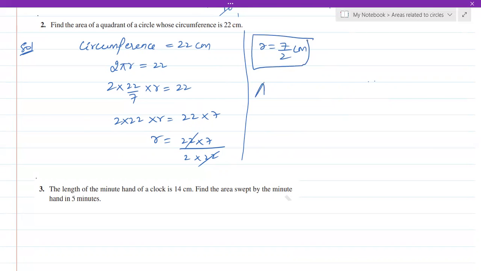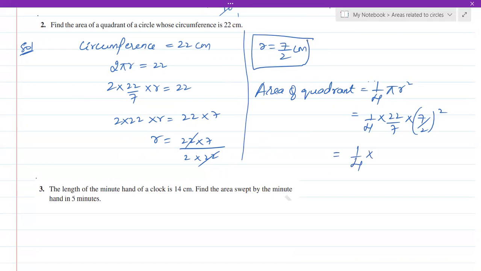Now let's find the area of the quadrant. We know that the area of a quadrant is 1 by 4 pi r square. So 1 by 4, the pi value is 22 by 7 and the r value is 7 by 2 whole square, isn't it? Since the square is there, we have squared it. So 1 by 4 into 22 by 7, into 7 by 2 the whole square, which can be written as 7 by 2 into 7 by 2.